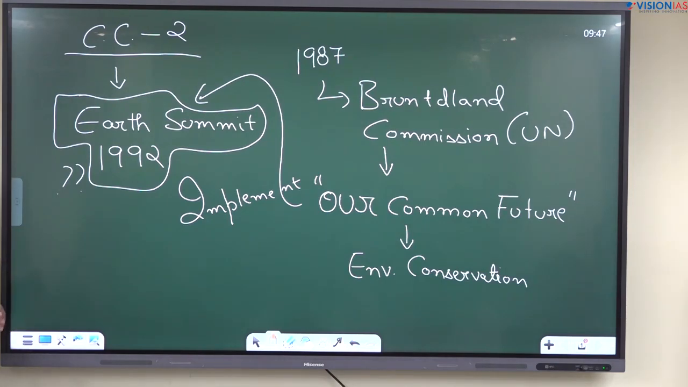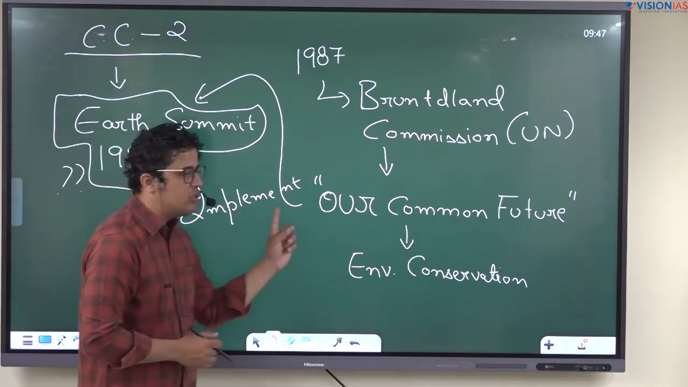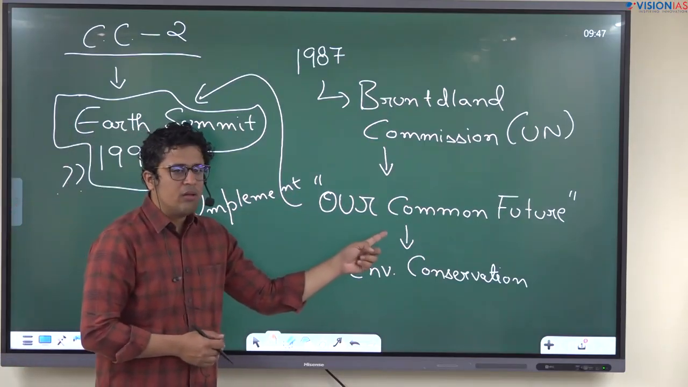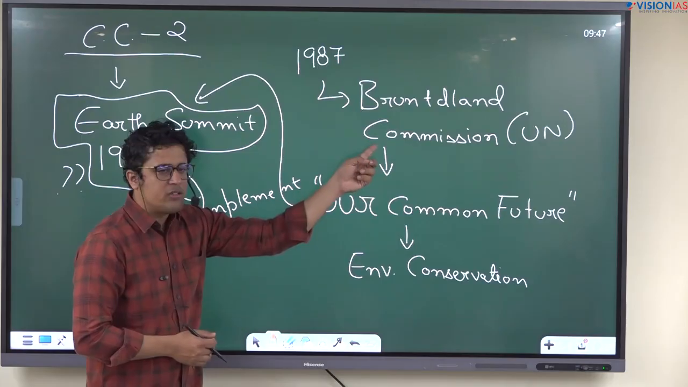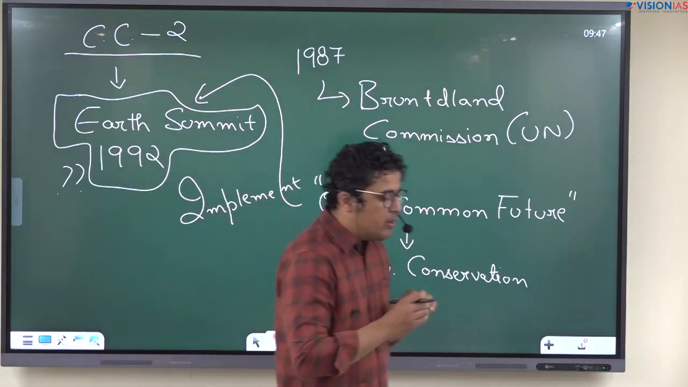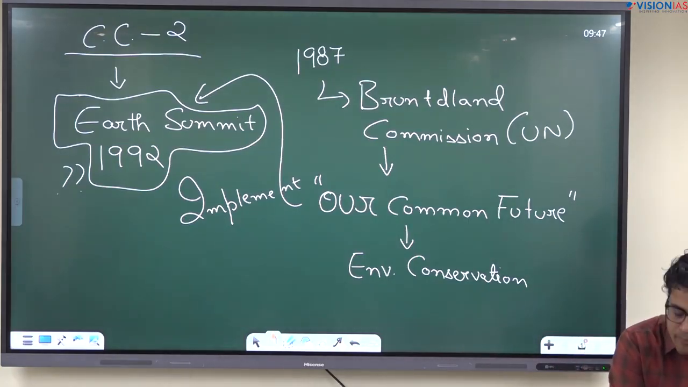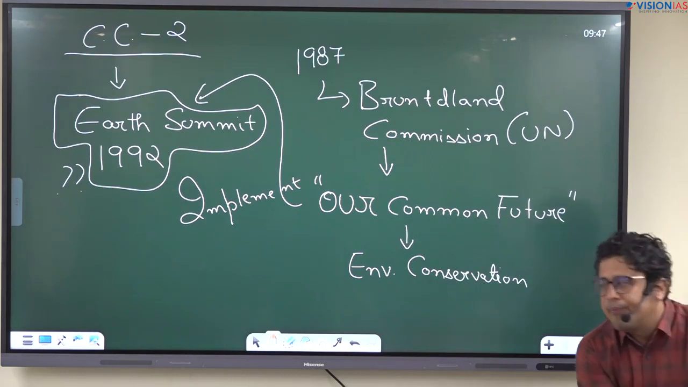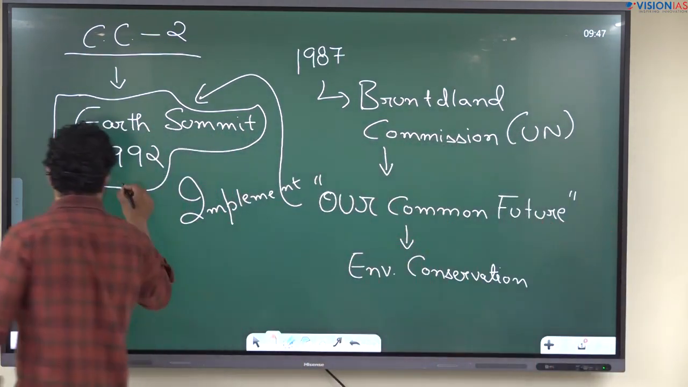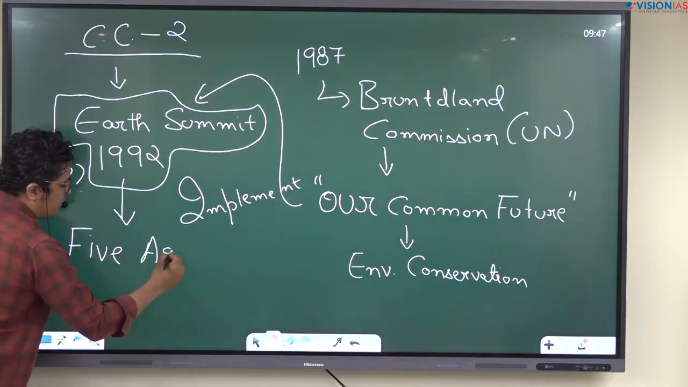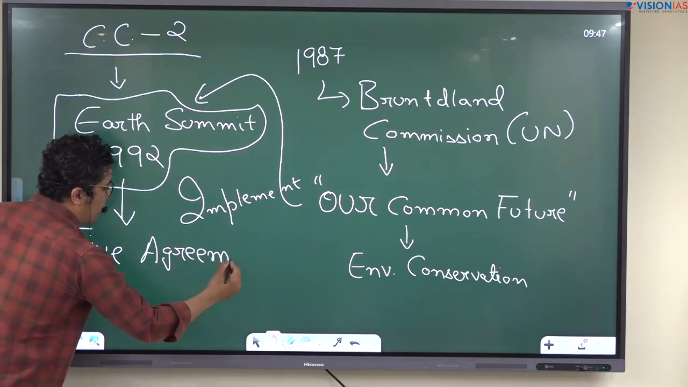So why did this conference happen? This conference happened because the United Nations wanted to implement which report? Our Common Future. Who published this report? Brundtland Commission. So when you read paragraph number 1, this is about the Earth Summit. The first 2-3 paragraphs that you read are about the Earth Summit. Go through them, and in this Earth Summit, 5 agreements were signed. The names of those 5 agreements are also written.